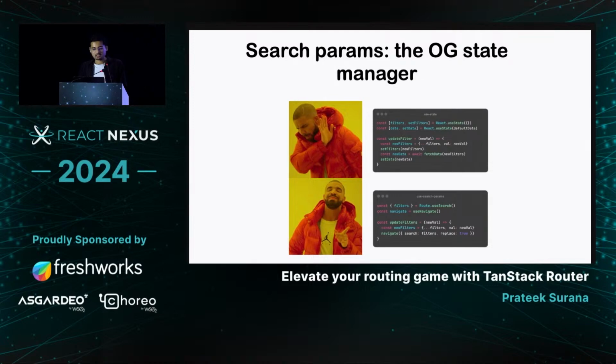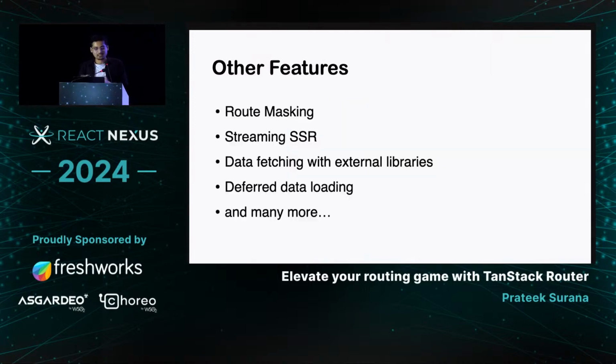Coming back to the slides, there were a lot of other features as well. Trust me when I say that we have barely scratched the surface of what this router can do. There are things like route masking, where you can render a route and then render another path on it. It also has support for streaming SSR and data fetching with external libraries, so it integrates really well with React Query, or TanStack Query. While it has data fetching support, it doesn't have very good mutation support. So if you are mutating data a lot, they recommend using external libraries like TanStack Query. You also have deferred data loading and many more things. You can check out their docs for more.